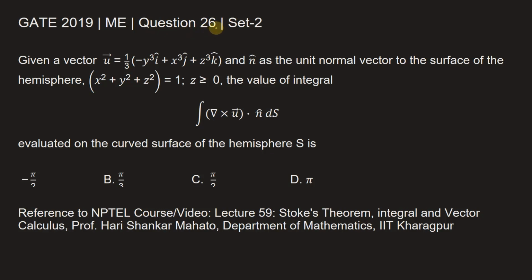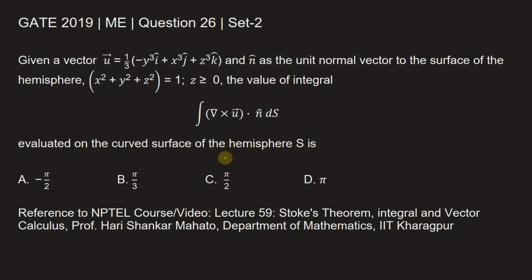This is question number 26 of set 2 mechanical engineering paper of GATE 2019. The question is, given a vector u = 1/3 (−y³ i cap + x³ j cap + z³ k cap) and n cap as the unit normal vector to the surface of the hemisphere x² + y² + z² = 1 where z ≥ 0. The value of the integral of curl of u dot n cap dS evaluated on the curved surface of the hemisphere S is.